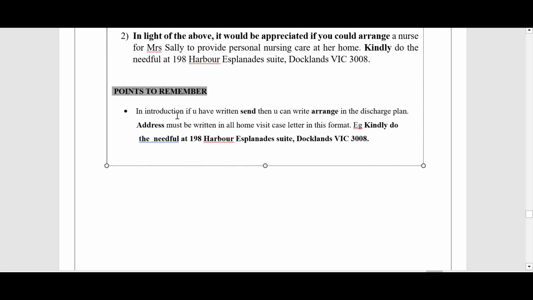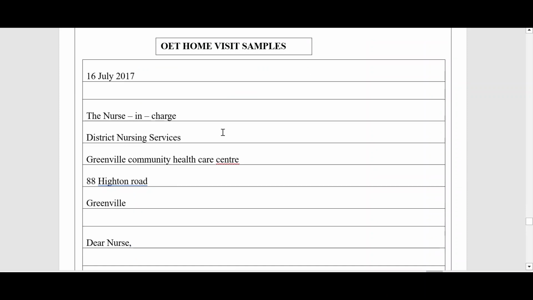Points to remember in the introduction, if you have written the same that I have already explained, just read that. And now further home visit samples. This is a letter writing that I'm going to explain now. The date you should write near to the border of this line. You should not divert the line of the letter writing. It should be straight. And the date format, if you are following this, follow it till the end of your letter writing.